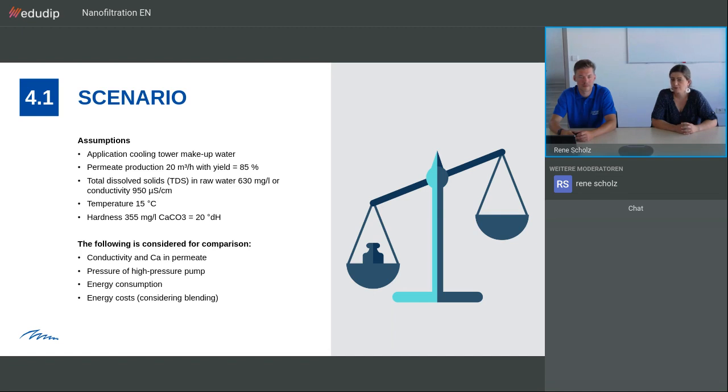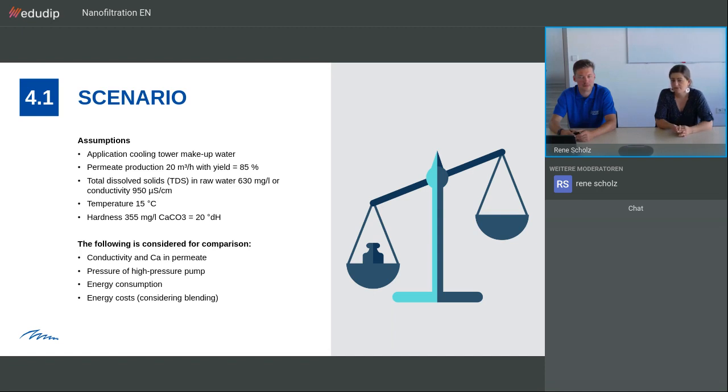Normally, our plants can do up to 1,000, but 600 would be a pretty common range. The temperature for the design was 15 degrees Celsius. The hardness in the raw water was 20 degrees German hardness, or 355 milligrams per liter calcium carbonate. For the comparison we have considered, first of all, conductivity and calcium in permeate, so the quality. We have considered the pressure of the high pressure pump and the corresponding energy consumption. And of course, we have looked at the most important thing, energy costs.